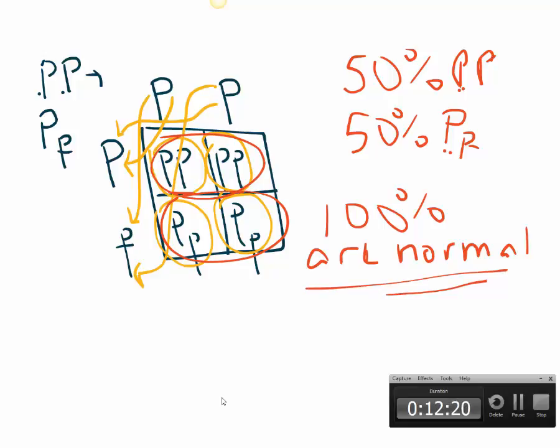So the question underneath that Punnett square in the worksheet says, what is the probability that a child will develop PKU? The probability is 0%, because none of them are little p, little p. None of the offspring can potentially be little p, little p. So that's example number 2.